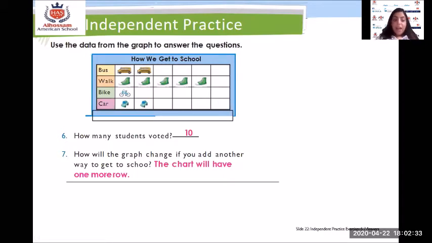How will the graph change if you add another way to get to school? How it's going to be different? The chart will have 1 more row, like that, right? It will have 1 more row. If I'm going to add another way to get to school, I'm going to add another row like that, and I'm going to write here the way. So it's going to be involved in the survey. Thank you.